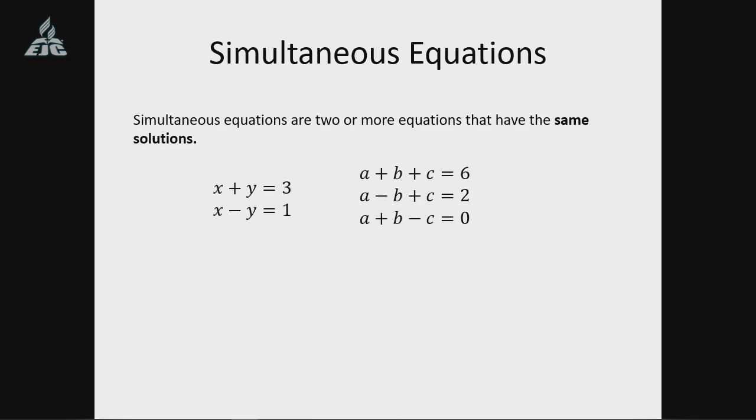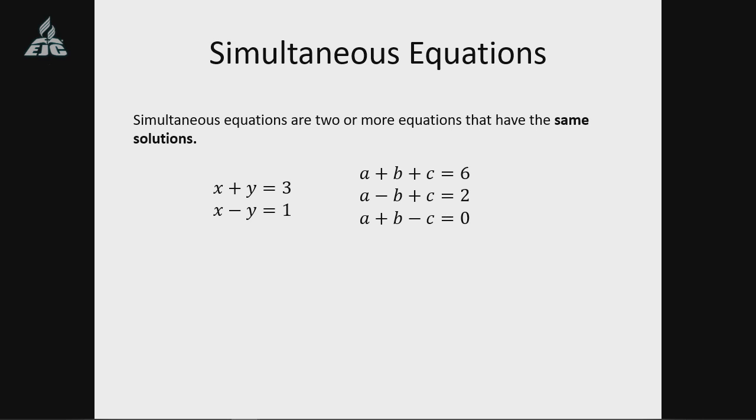Now here are two examples of simultaneous equation. The first, we see two equations basically representing two different events. However, they are equations in terms of x and y. Now because they have the same solution, it means that the value of x for the first equation must be the same value for x in the second equation, and it goes the same way for y.